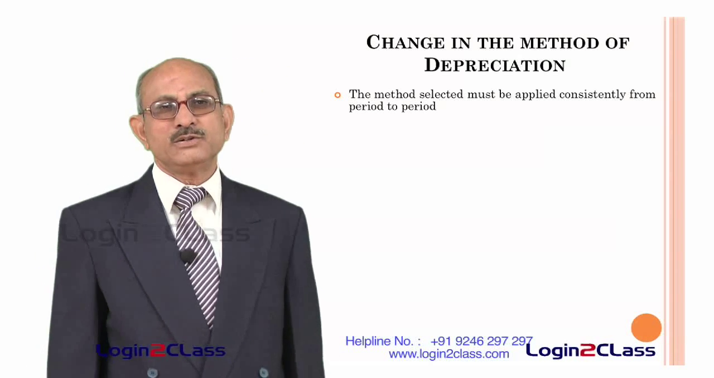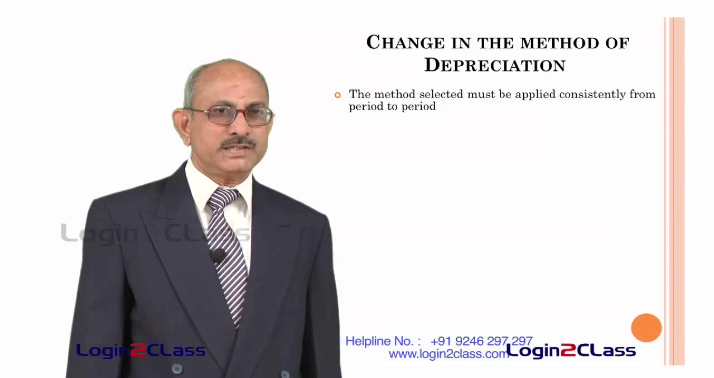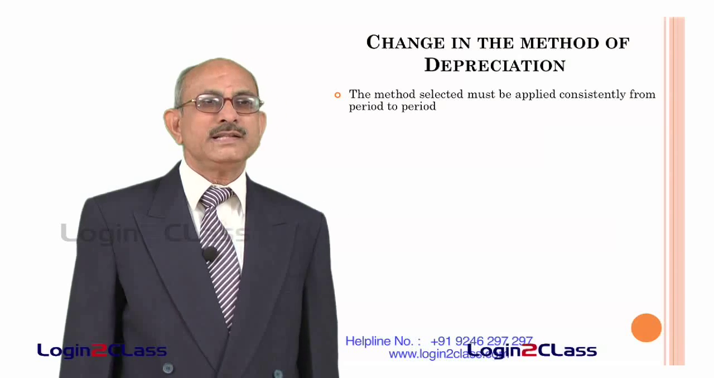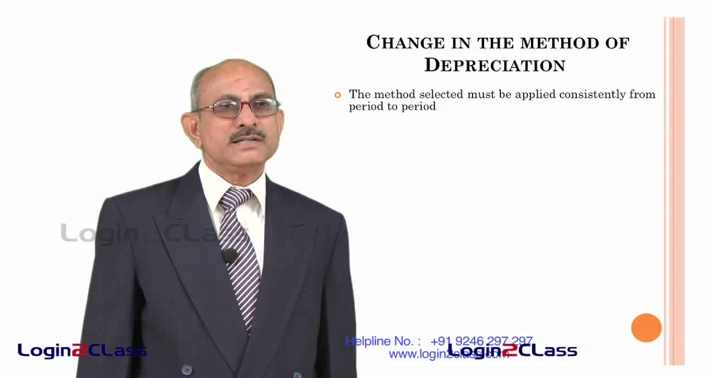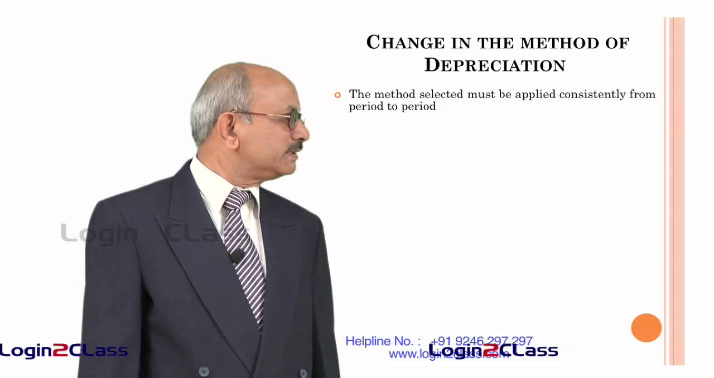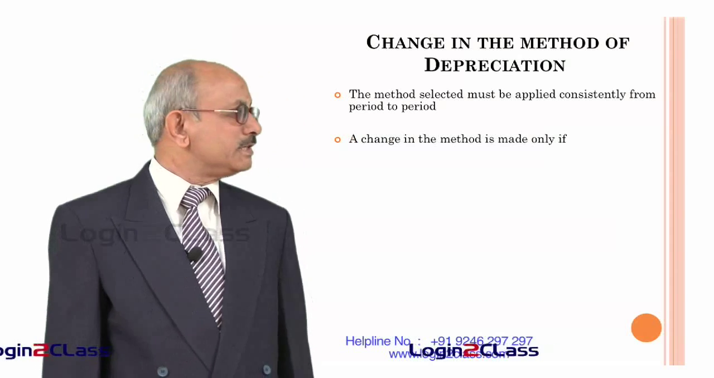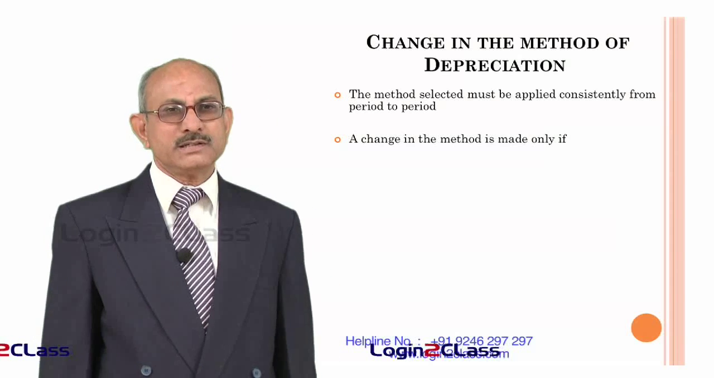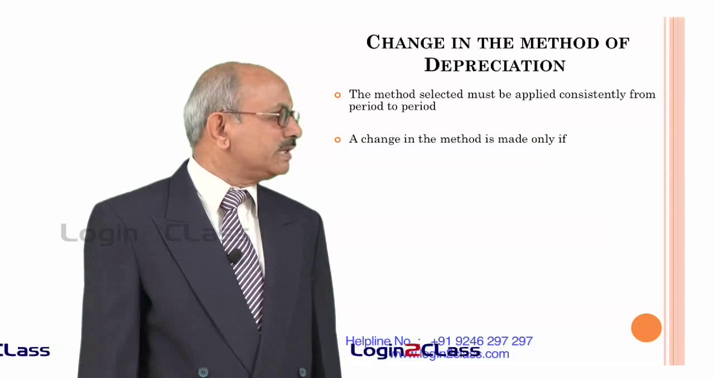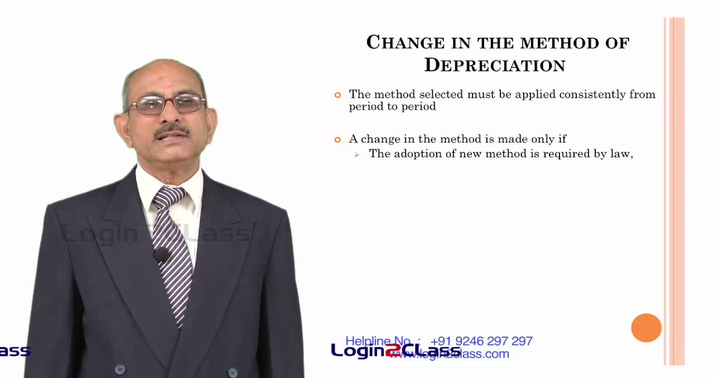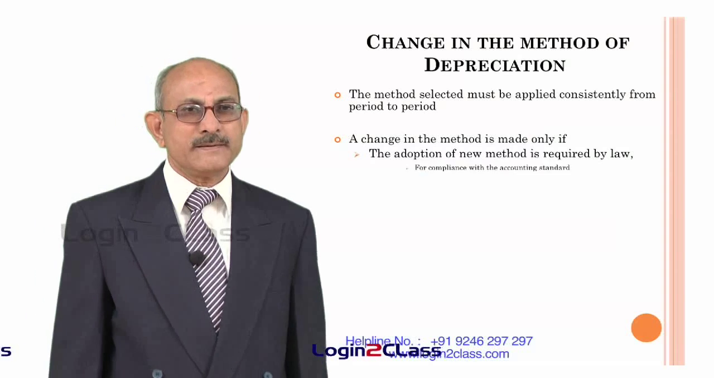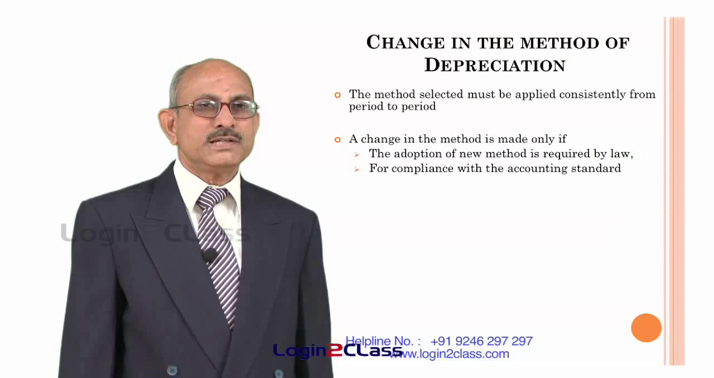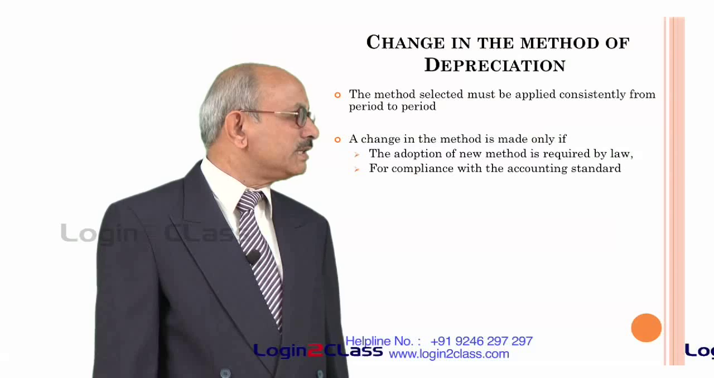That means, every year it has to use the same method of depreciation. If for some reason they want to change, then they have to follow the instructions given therein. So, what it says is, a change in the method is made only if, that means an entity can change its method of depreciation provided the adoption of the new method is required by law. Suddenly there is a change in the laws of the country, and the laws of the country state that a different method has to be followed. Then of course it is incumbent upon the entity to change the method of depreciation.